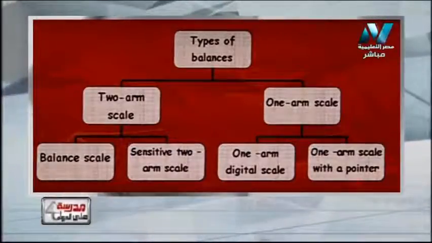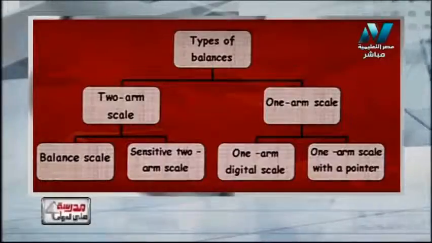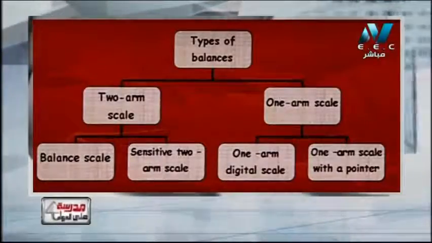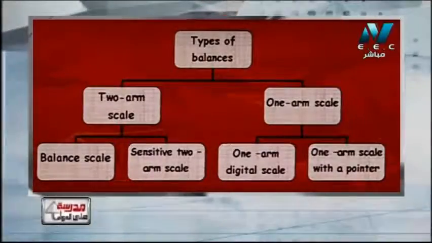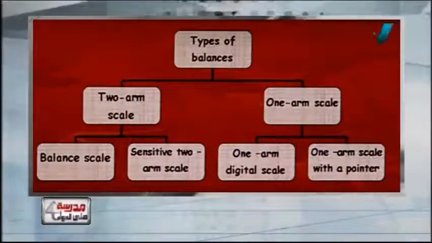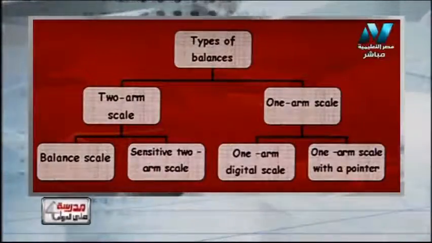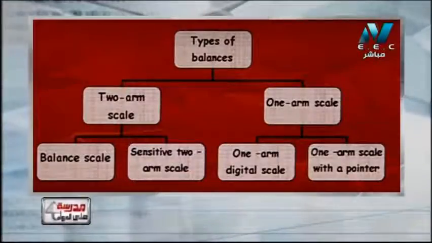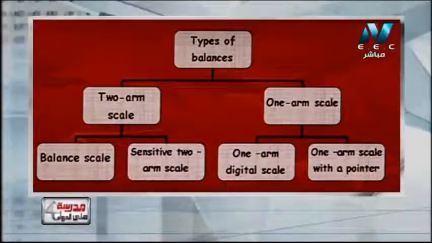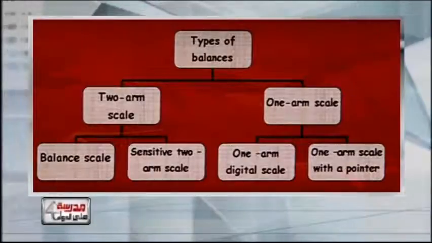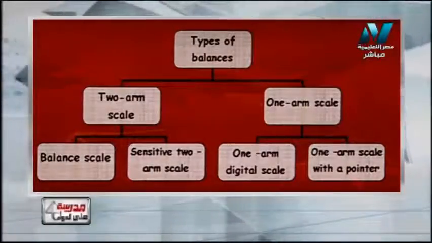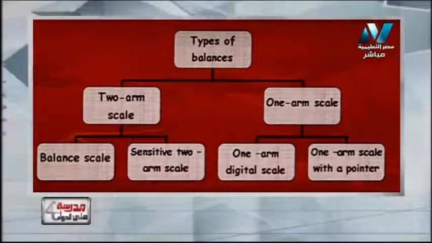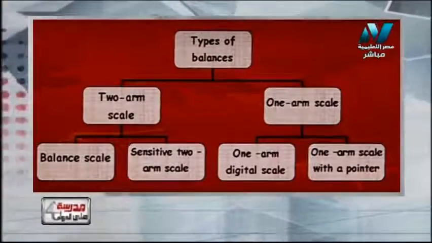طب 2 arm scales هاخد منها 2 examples which are balance scale الميزان المعتاد أو بنسميه كمان common balance. يبقى balance scale أو common balance they are the same. Sensitive 2 arm scale الميزان الحساس. 1 arm scale الميزان اللي ذو كفة واحدة، فيه منه نوعين برضه أو 2 examples. 1 arm digital scale الميزان الرقمي، وكمان 1 arm scale with a pointer ميزان ذو كفة واحدة لكن بمؤشر.